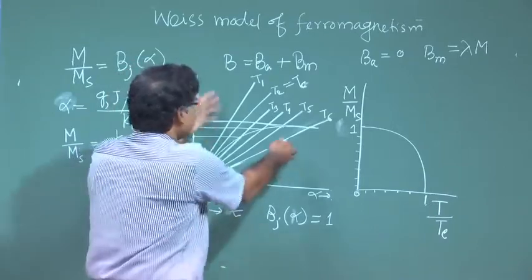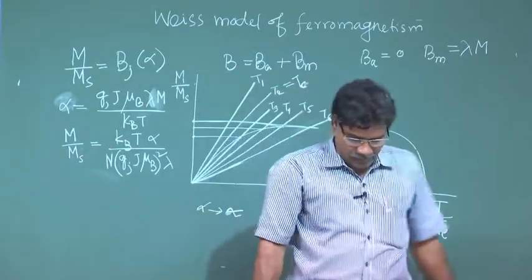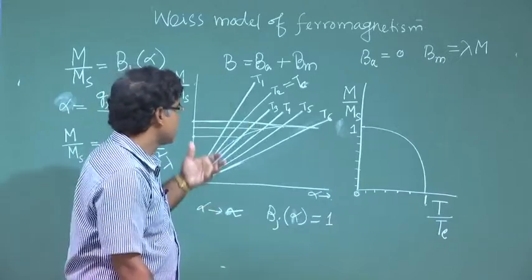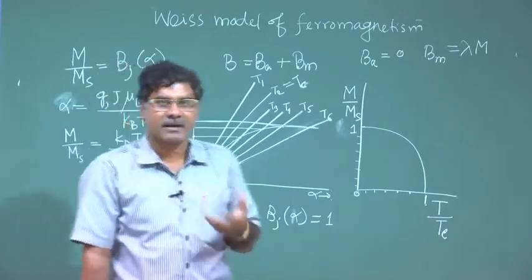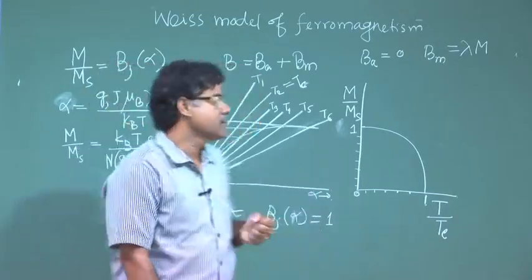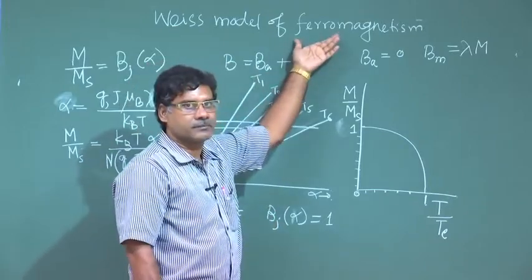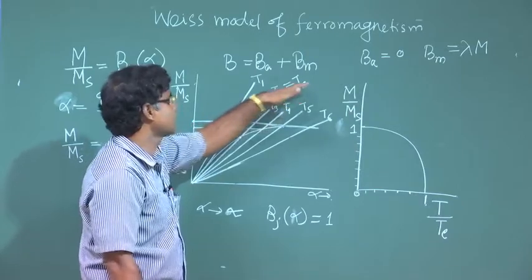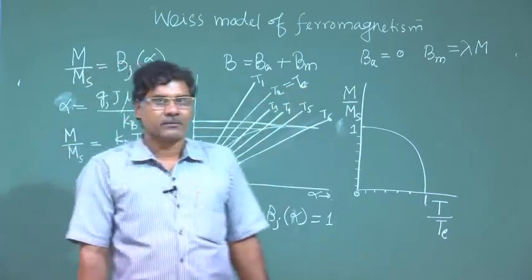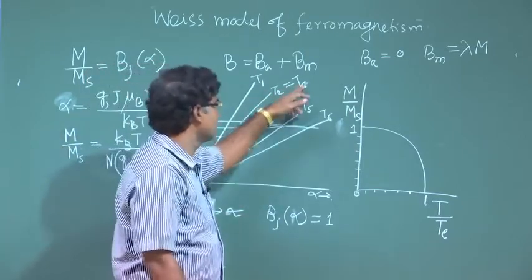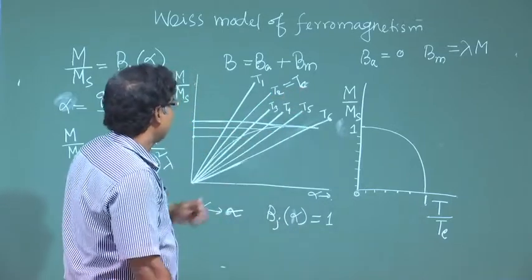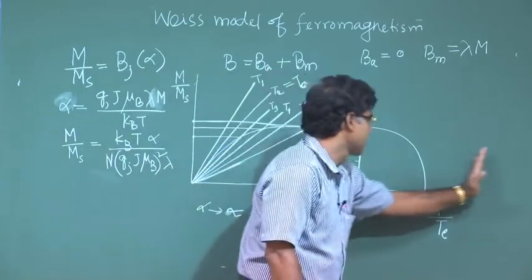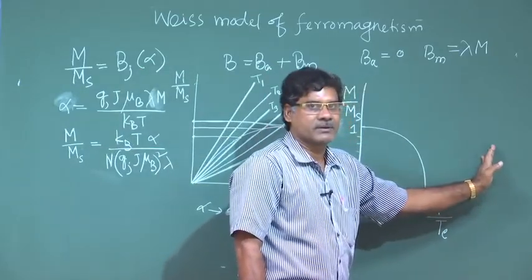From the Weiss model, we are seeing that this spontaneous magnetization exists in the ferromagnetic material below a certain temperature, that is the Curie temperature, Tc. Above the Curie temperature, magnetization is 0, right.